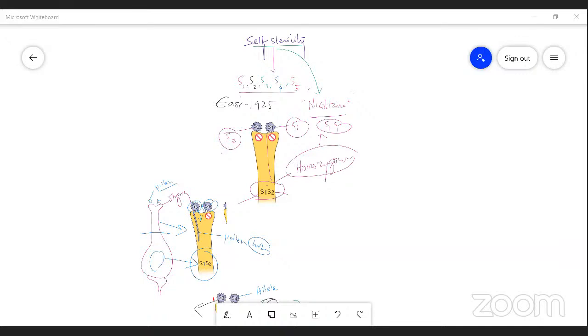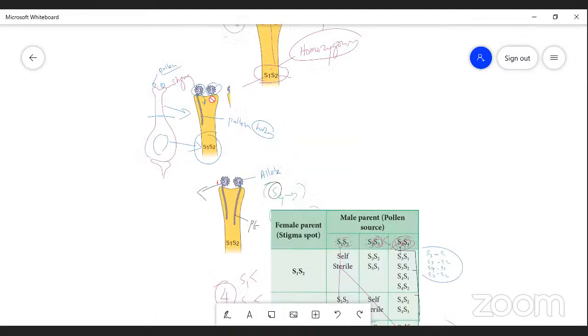Okay, self-sterility, where has it been first reported? Name the plant. Nicotiana. Very good. Could you mention the allelic forms of genes which are responsible for self-sterility? S1, S2. Very good. My dear students, I have taken a picture. In that you see S1, S2 is femaleness, maleness S1, S2. Why are they germinated? Could you answer, please? Okay, no problem.